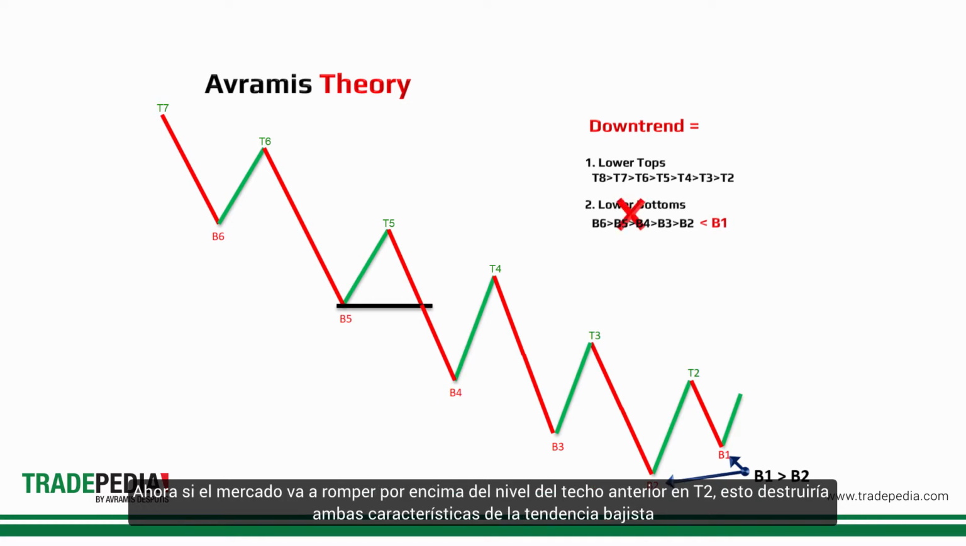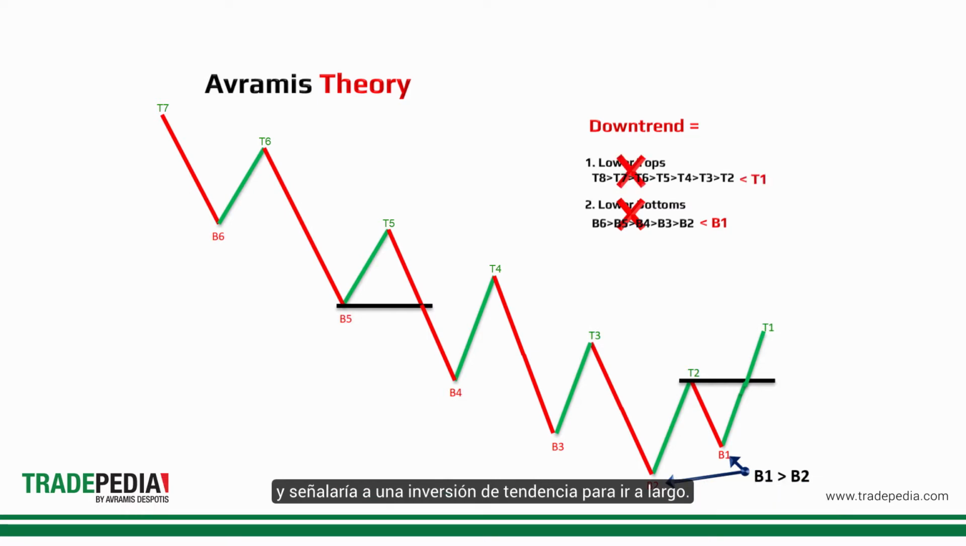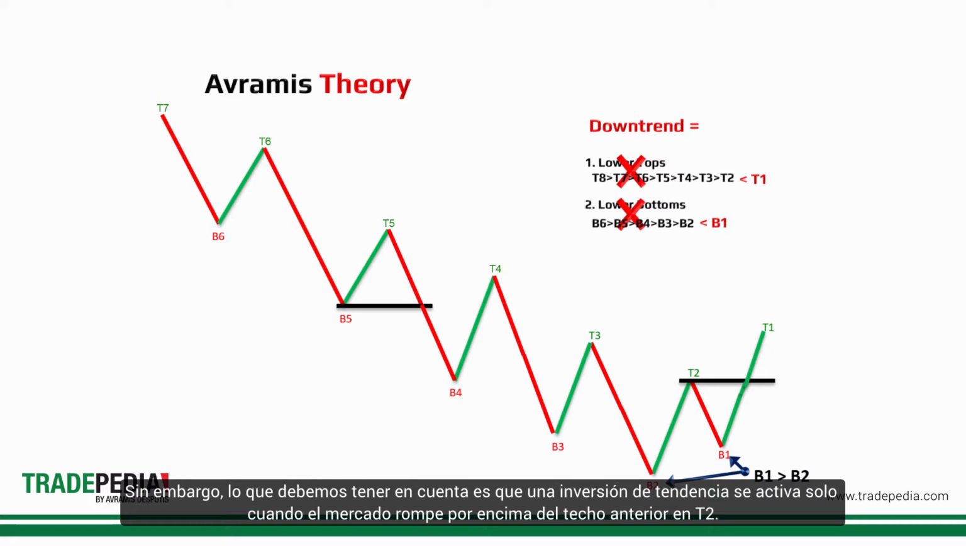In this case now, we have a possible trend reversal since one of the characteristics of the downtrend has already been destroyed. Now, if the market is to break above the level of the previous top at T2, this would destroy both of the characteristics of the downtrend and signal a trend reversal to go long. However, what we must have in mind is that a trend reversal is only activated once the market breaks above the previous top at T2.